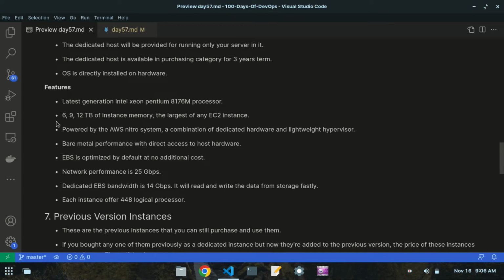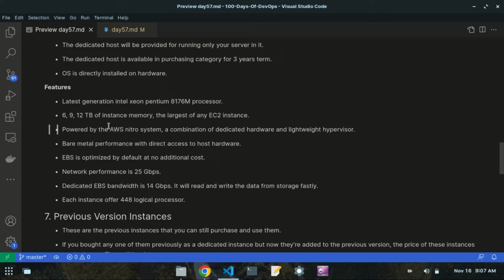Alright, and if you take a look at the memory or the RAM of this bare metal, you will see that it is starting from 6 and ending at 12 TB. Alright, so this is a terabyte. So this is a huge memory that we have not discussed in previous instances. So this is one of the huge memory that we have discussed right now. So starting from 6 to 9 and then 12 TB of instance memory will be used in it, and the largest of any EC2 instance memory that we have discussed so far.